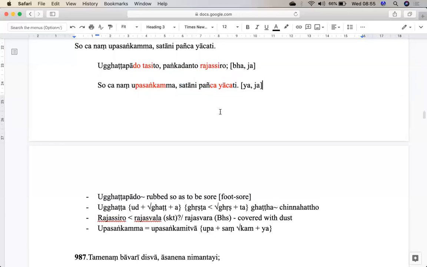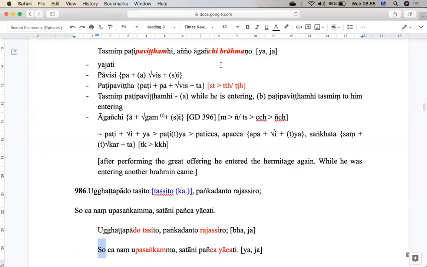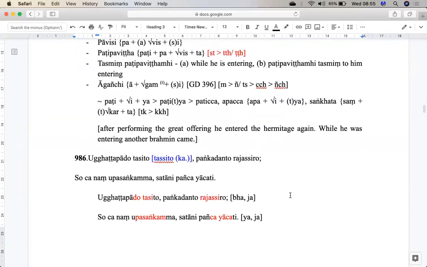Okay. So here, the word naṃ is modifying the aññataro brāhmaṇo, so it refers to the other Brahmin in the previous stanza, another Brahmin, the guest Brahmin. And the naṃ is the Brahmin Bāvarī. So upasaṅkamma and satāni pañca yāceti.